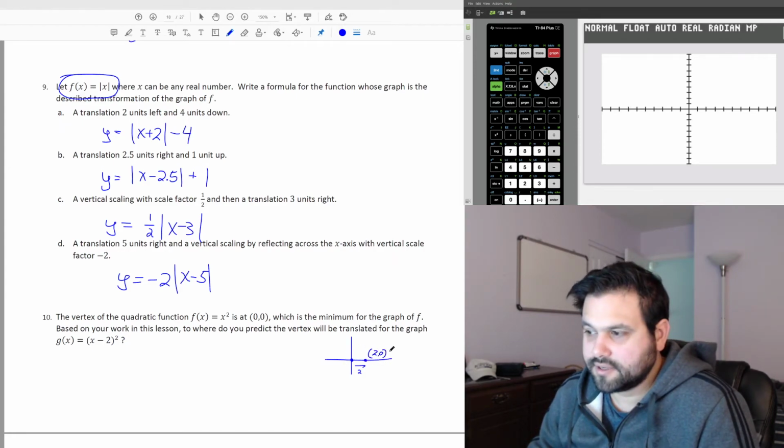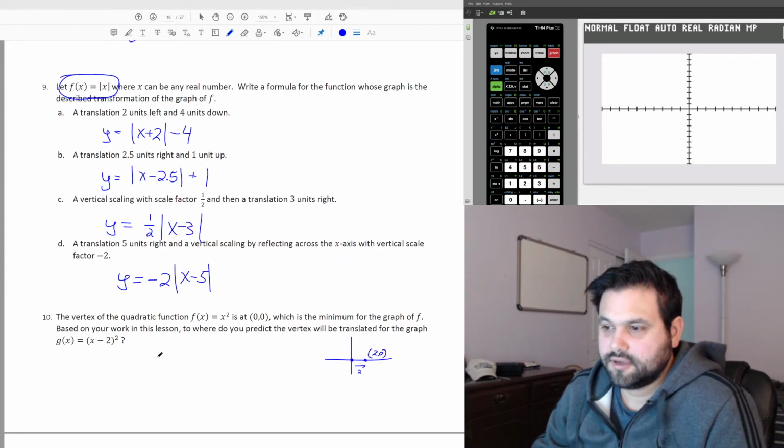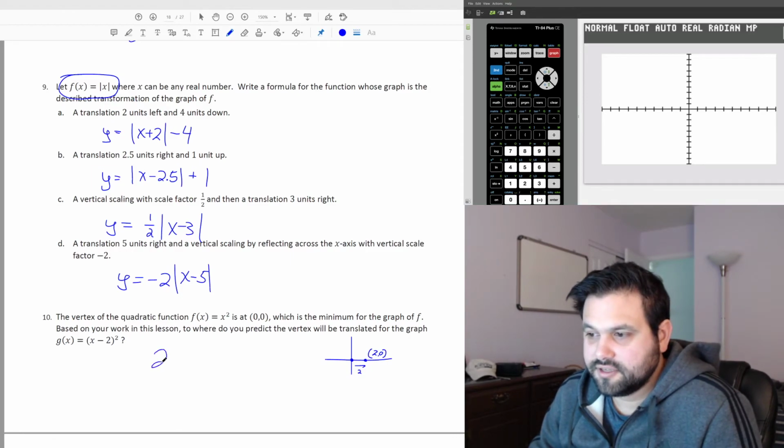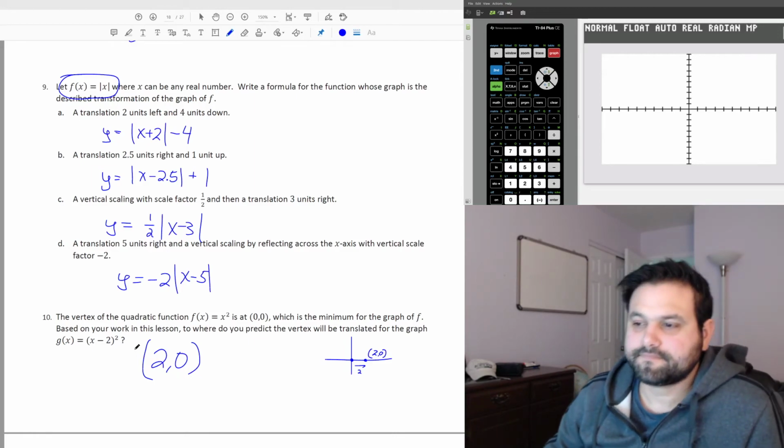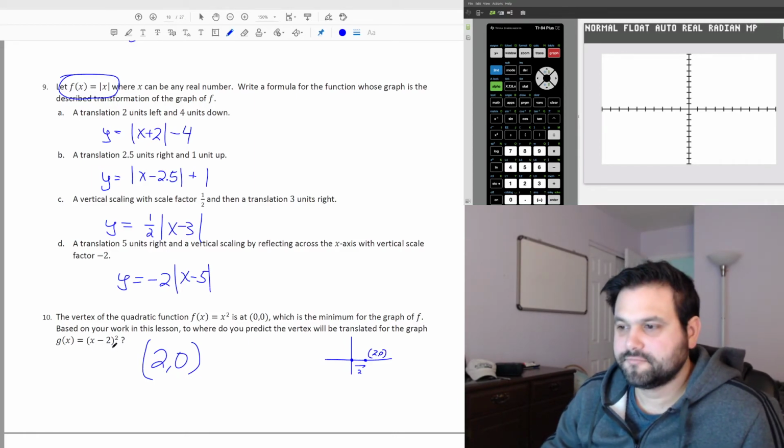2, 0. And I kind of like to do this visually because it just makes sense to me. And so the answer to this would be 2, 0. That would be the new vertex. Right? Hopefully? Yes.